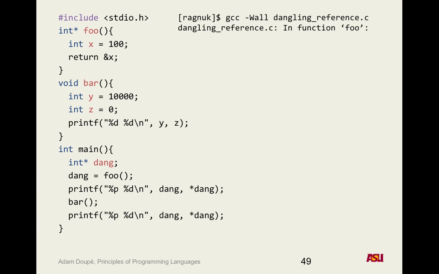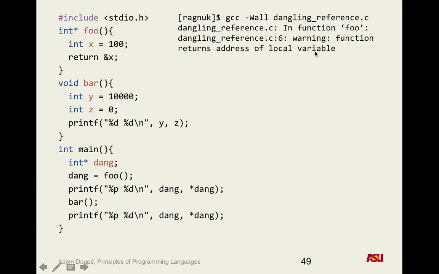Okay, so it's going to give us a warning, and it's going to say in function foo, function returns address of local variable. So actually the compiler does see what we're doing here, but it allows us to do this just fine. It still compiles it. This is only a warning. So it's still going to actually compile this program for us. And then when I run it, what's it going to output?